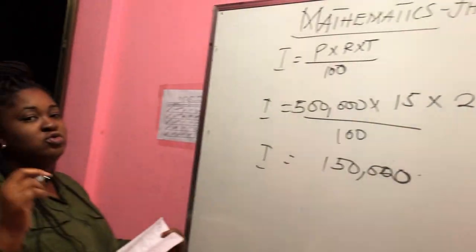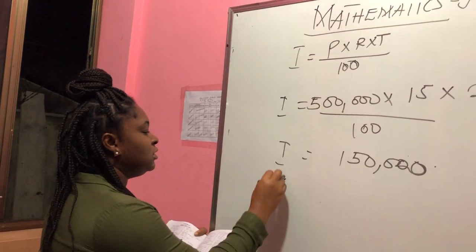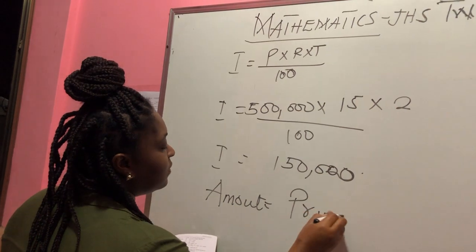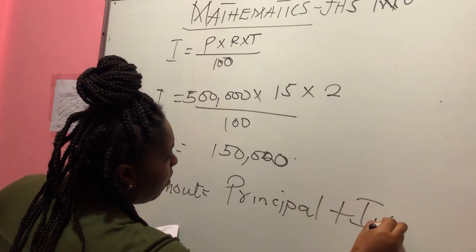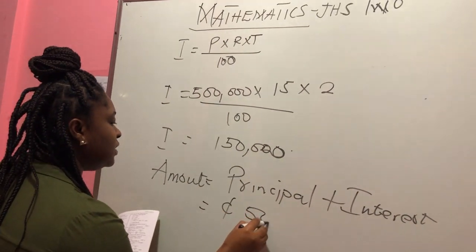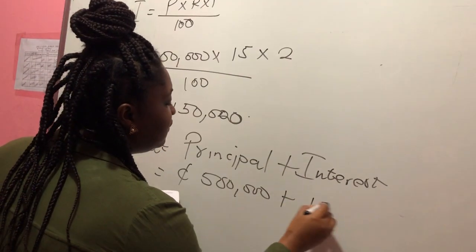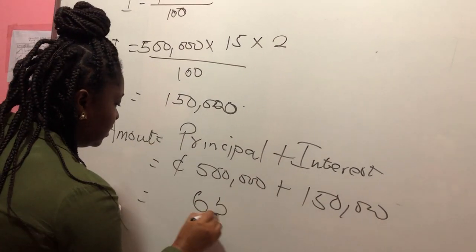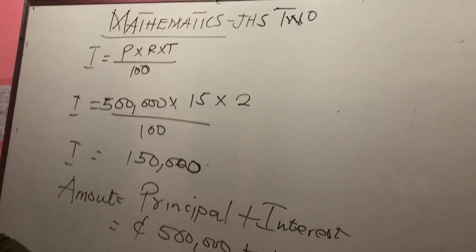Have we ended there? No. They said, what is the amount? Do you remember the formula for amount? The amount is what? So you have to come and write it down for me. Amount is equal to principal plus interest. What is the principal in the question? 500,000 cedis. What is my interest? My interest is 150,000 cedis. What is the total amount? 650,000 cedis.